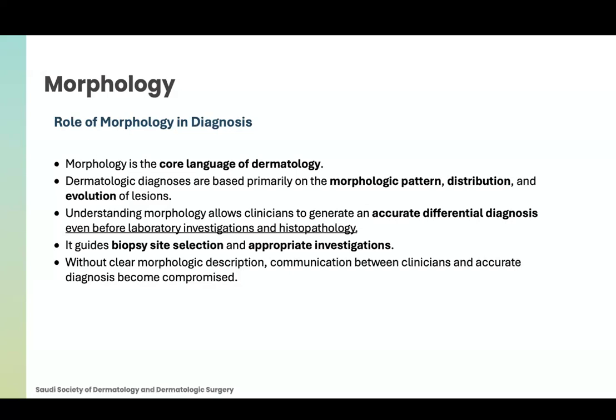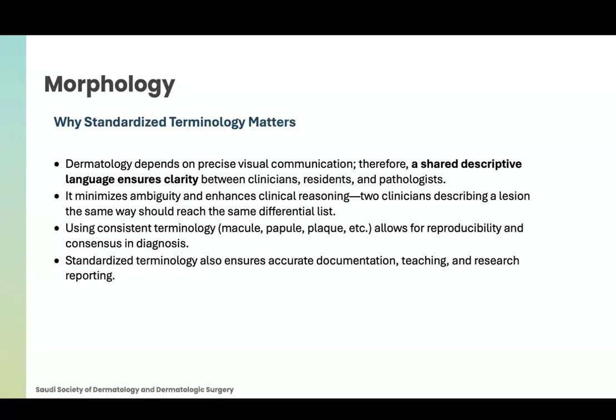You don't go and choose a biopsy area where you have a lot of secondary changes, because it's not really going to show you what the real disease is. So by knowing which is your primary skin lesion, you're going to appropriately investigate and biopsy the correct site. Without clear morphological description, sometimes communication even between clinicians is not accurate, and that's why it's important to have specific morphological terms that we use between each other so that diagnosis does not become compromised. And that is why standardized terminology matters. Okay, so when I explain to you, I want you to understand what I mean.